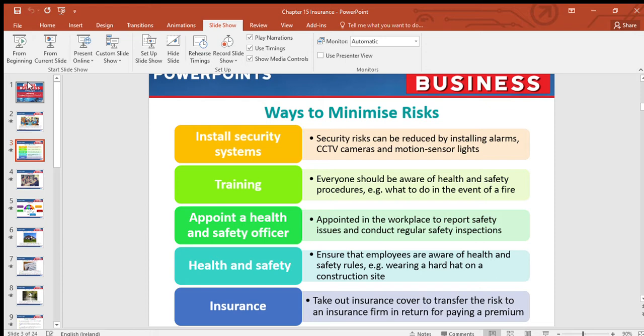And the final one here, and most of what we'll be looking at for this chapter, is insurance cover. So obviously you're having insurance to cover potential losses. You transfer the risk to an insurance firm in return for paying a premium, and we'll get into that. So there are just 5 different headings, just as a baseline as to how to answer any question on what ways a business could minimize risk.